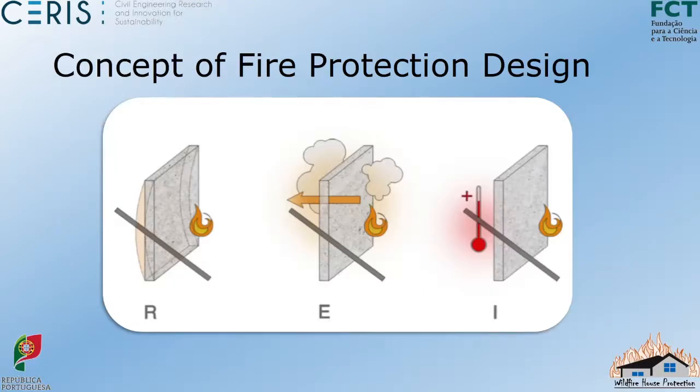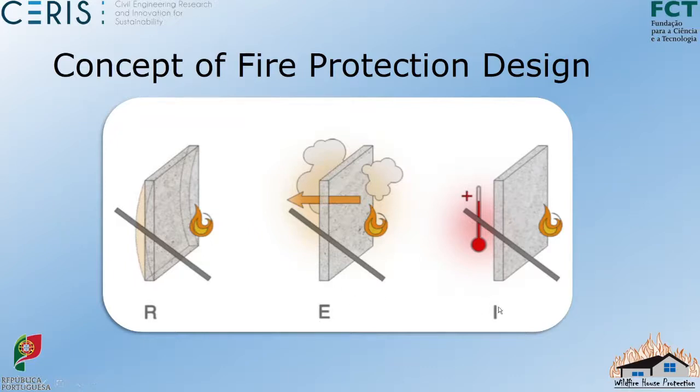Okay, so the concept of fire protection design is basically in 3 steps. When you have a fire in a wall, in a structure, in a member, whatever, you basically have to verify 3 things. You have to verify that the fire doesn't promote the collapse of the structure, so we have to verify the resistance of the structure for the fire action. We also have to verify the integrity of the structure, which is this E here. And we also have to verify the insulation.